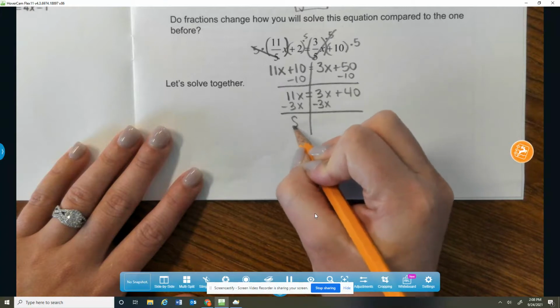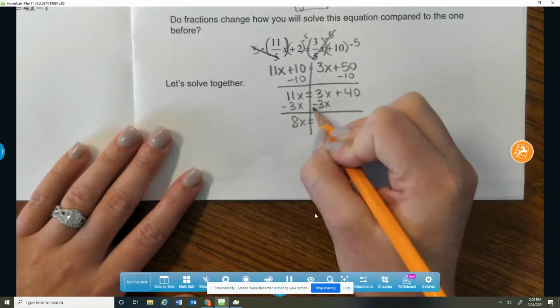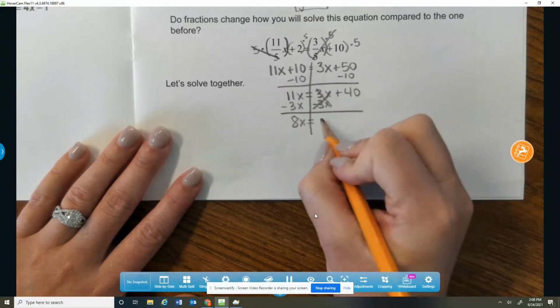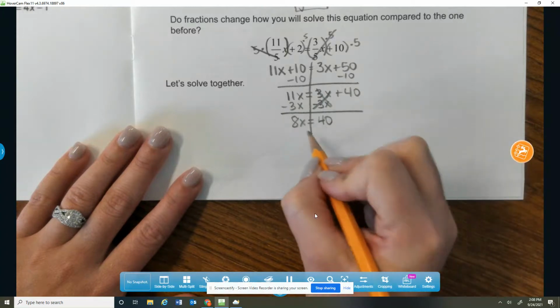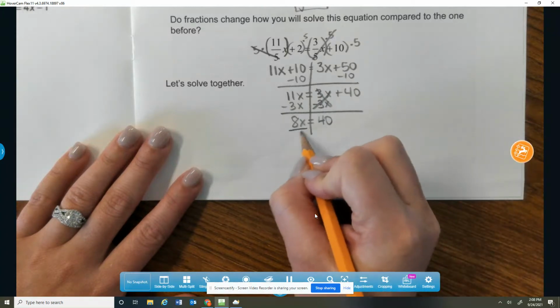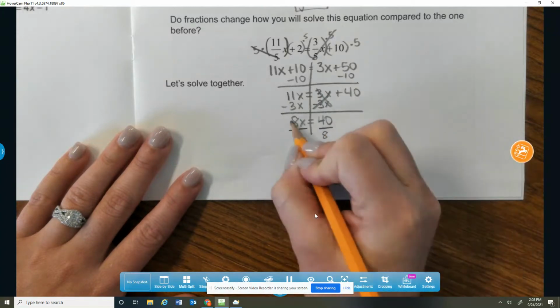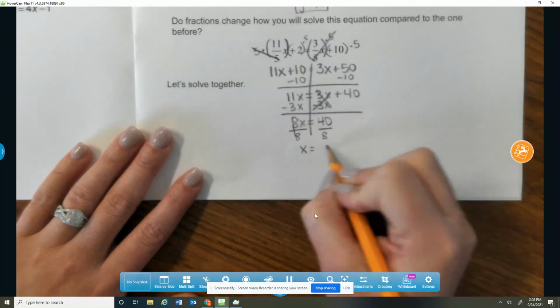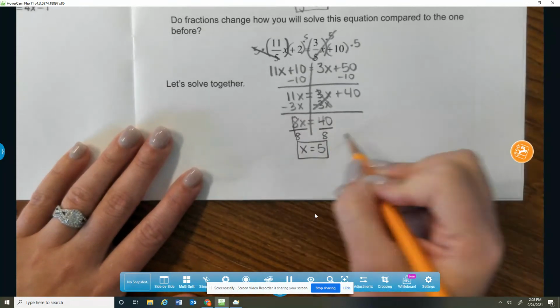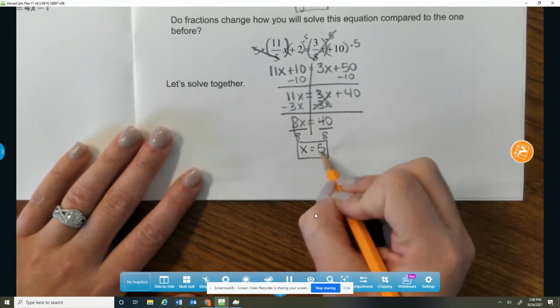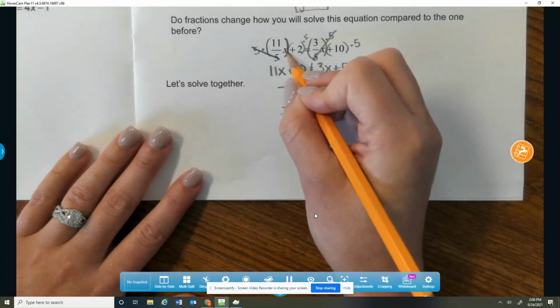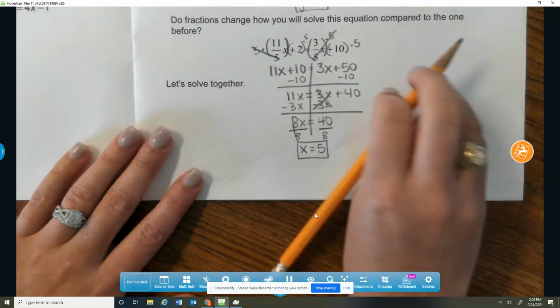11x minus 3x gives me 8x equals, that cancels out, and I bring down my 40. And last thing, to solve for x, I'm going to go ahead and divide on both sides by 8, and that gives me x equals 5. And once again, you always want to go back in and plug in your answer into your variable to make sure that it equals the same on both sides.